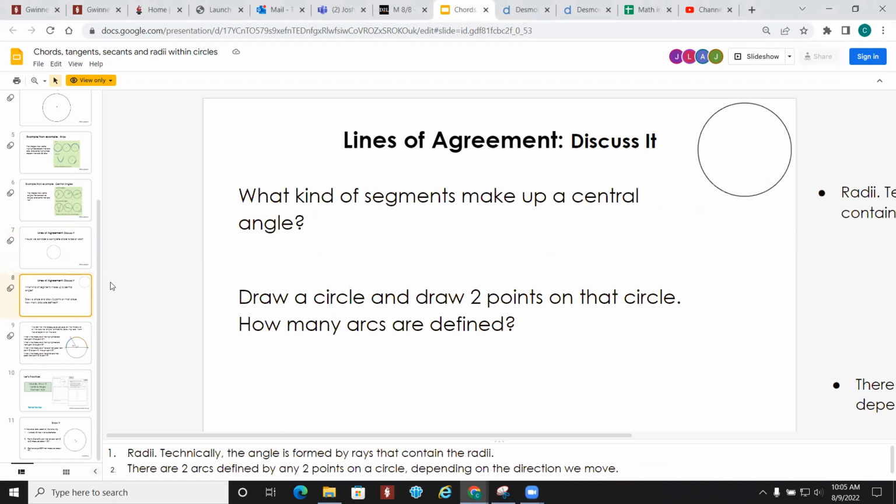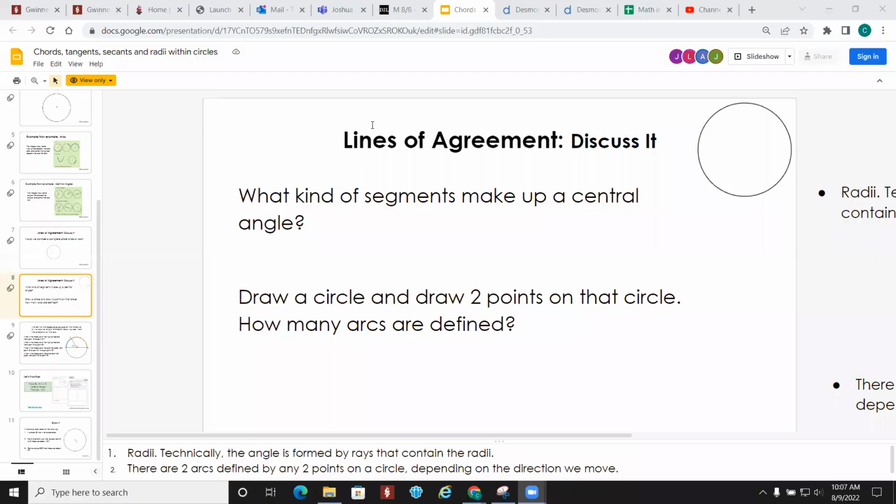I want you to answer these two questions in your little group. What kind of segments make up a central angle? And draw a circle and draw 2 points on that circle. How many arcs are defined? In your group, try it on your own, and then we'll talk about it in just a second.